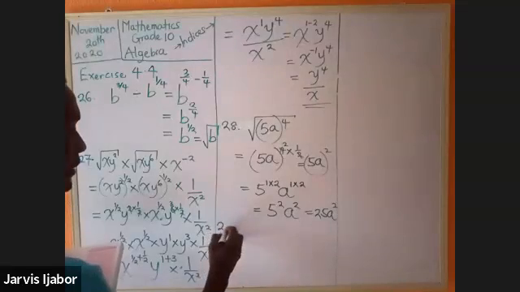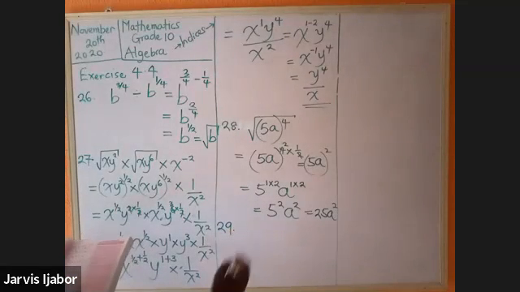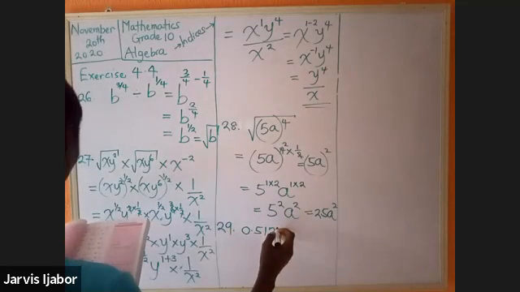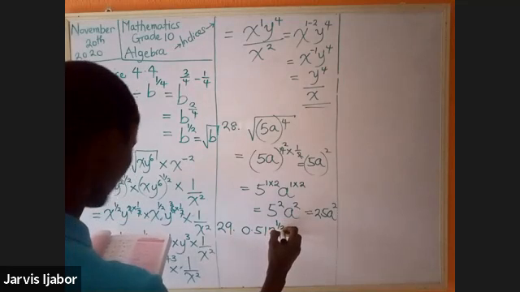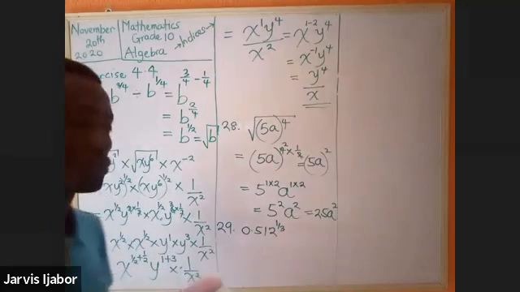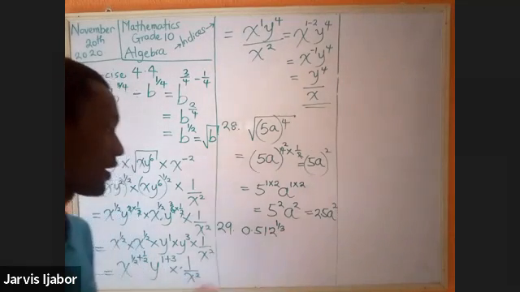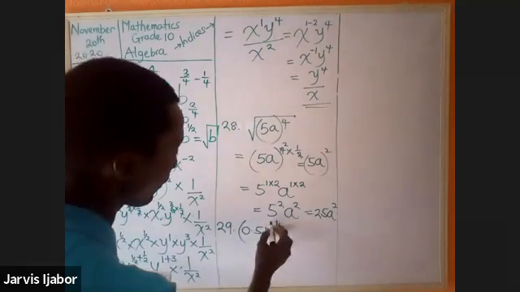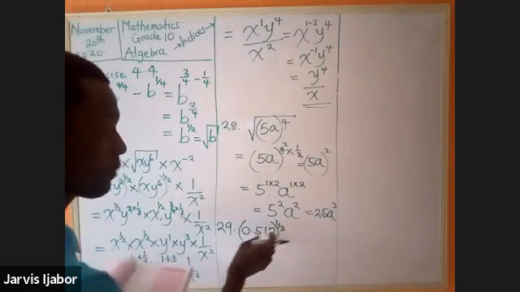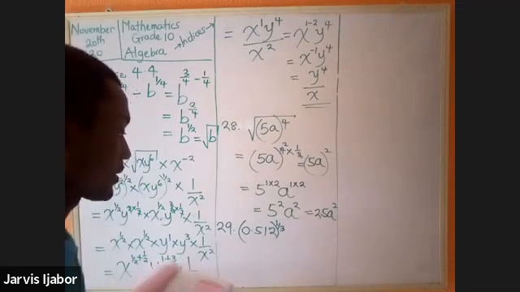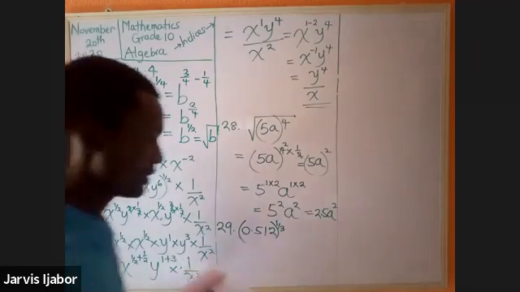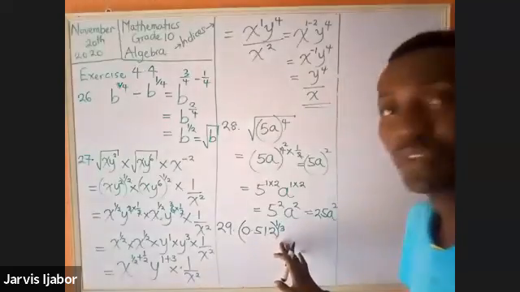Let's look at question 29. You have 0.512 raised to the power of 1 over 3. Now, everything here, don't interpret it as just the 2 raised to the power of 1 over 3. It's a whole number that is raised to the power of 1 over 3. How do you solve a question like this? How do you handle a question like this?